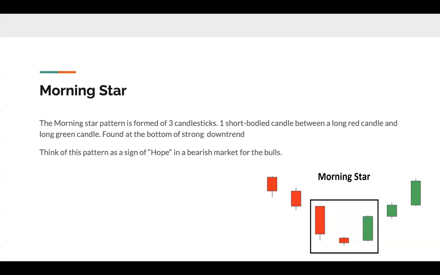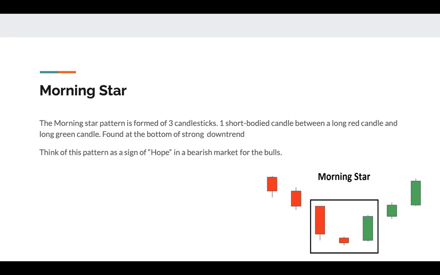So this is the morning star, right? The morning star pattern. Remember the three white soldiers were made of 3 candles. So the morning star is made of 3 candles as well. The morning star is formed of 3 candlesticks, one short body candle between a long red candle and a long green candle. And this is found at the bottom of a strong downtrend.